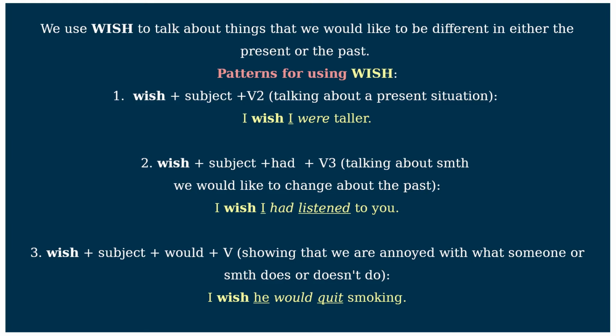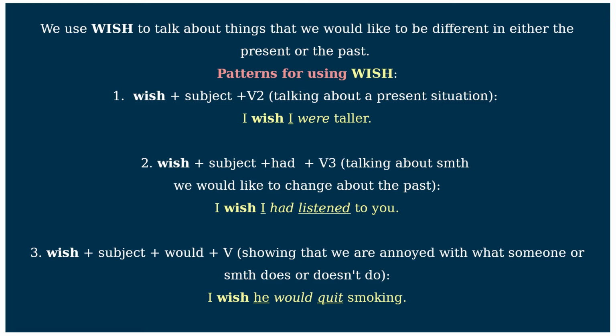Point number 2. Wish plus subject, had, and the third form of the verb. We use this structure to talk about something we would like to change about the past. For instance, I wish I had listened to you.